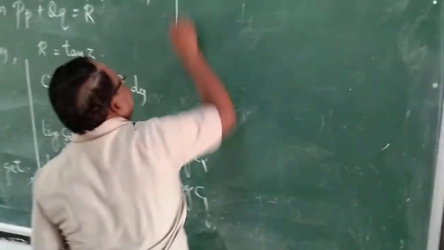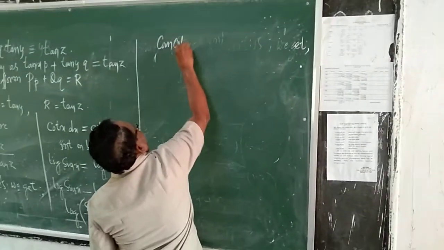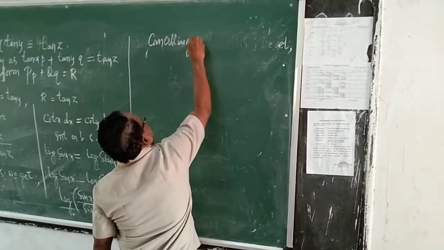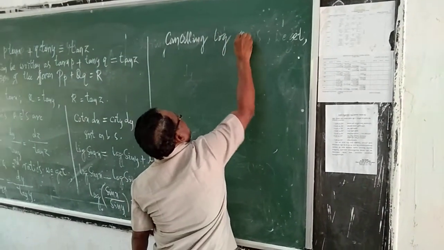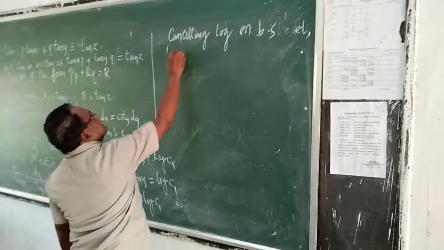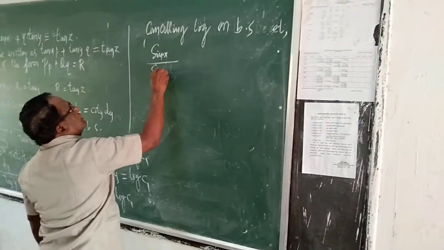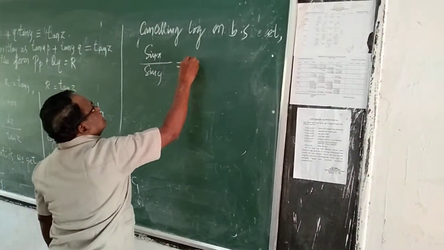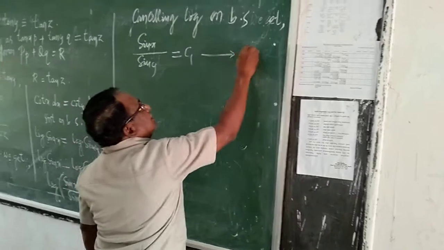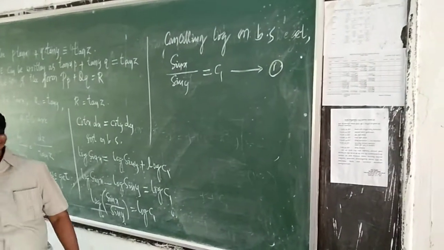Cancelling log on both the sides, we get sin x by sin y is equal to c1. Call it the first independent solution.